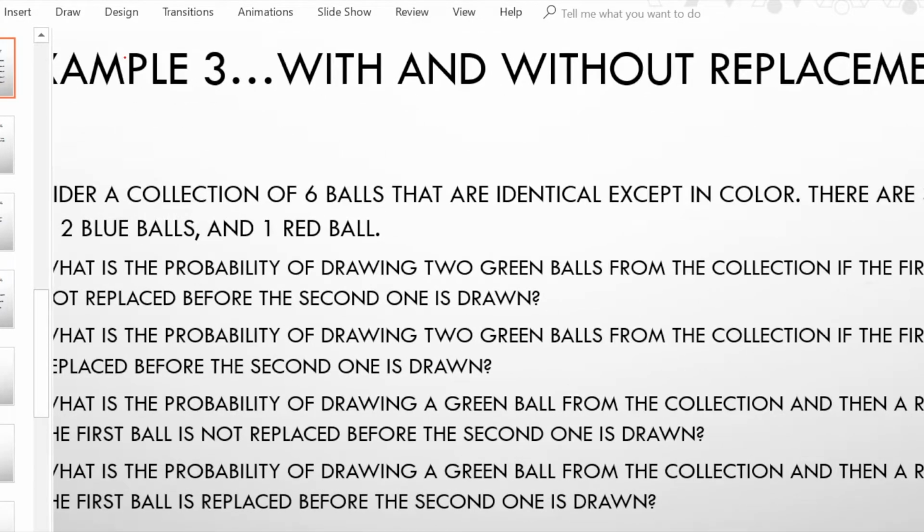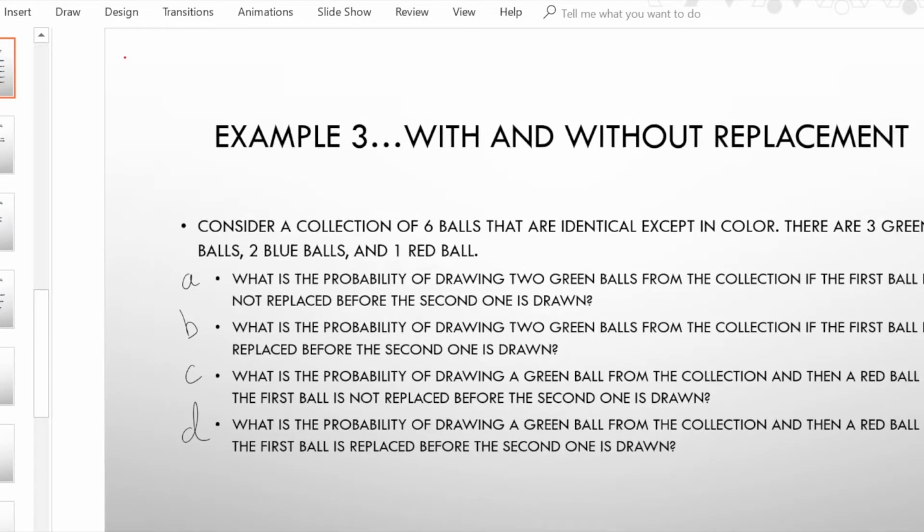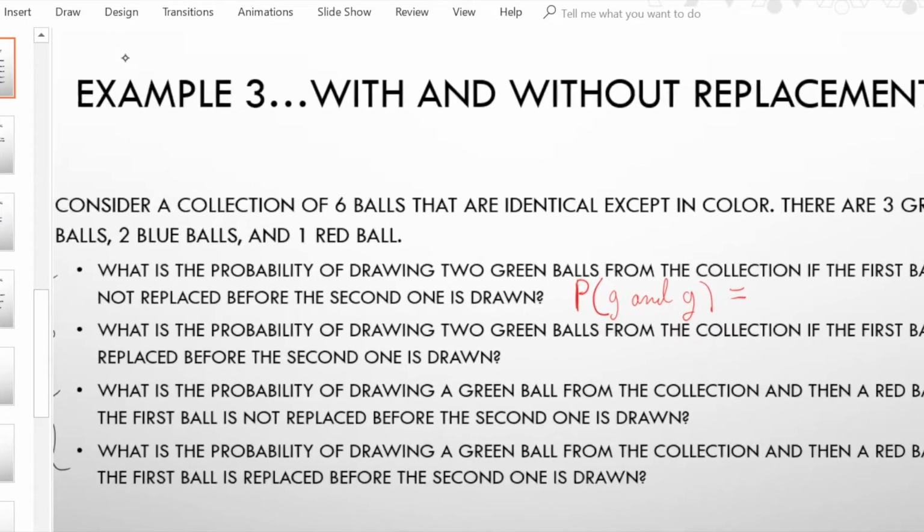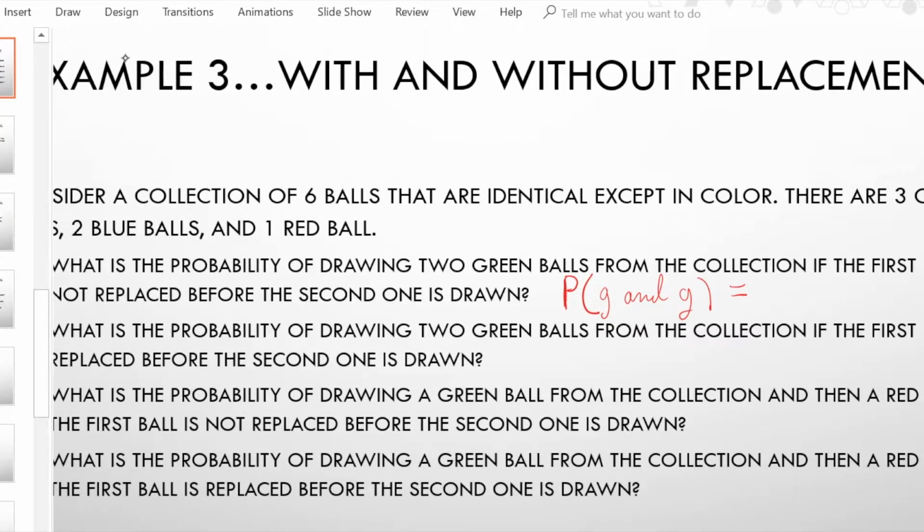If we want to write this out, we want the probability, so P, of 2 green balls. So we want green and green. Your shorthand can be as short as you want it to. I will never grade you on writing the probability statement. I'm just encouraging you that it is incredibly useful to do so. So I have G and G, or green and green.